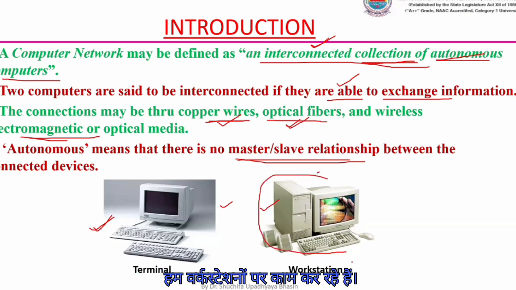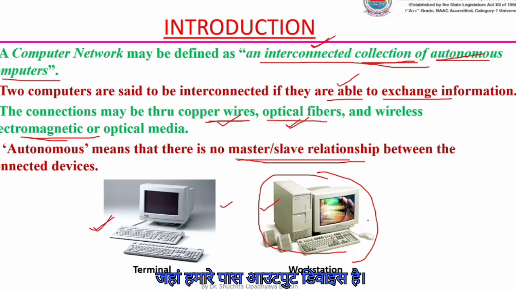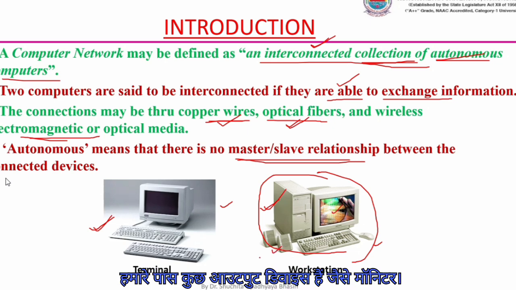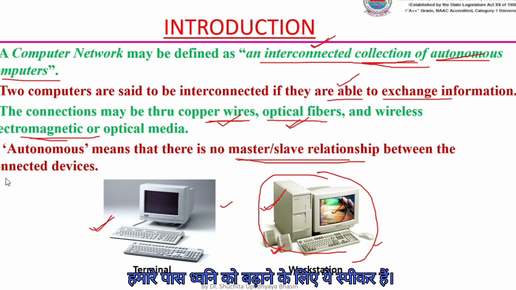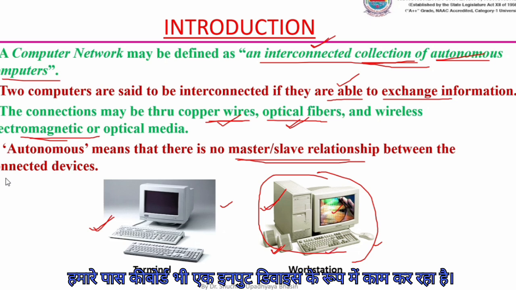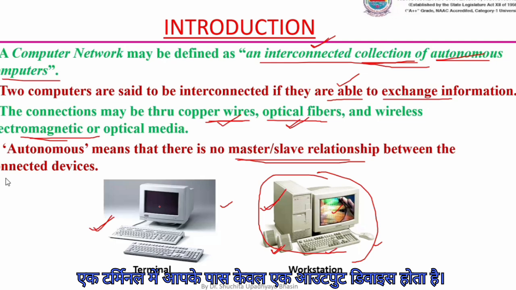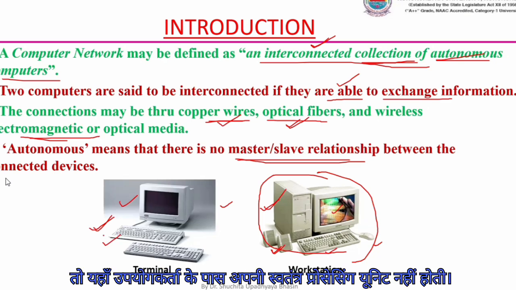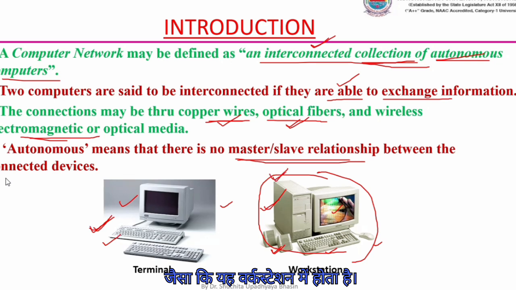We are working on workstations, where we have the processing unit of the computer, some input devices, and some output devices like the monitor. We have speakers for amplifying the sound, and the keyboard working as an input device. In a terminal, you have just an output device, which is the monitor, and the input device, which is a keyboard. It can be a mouse also. So here the user does not have its own independent processing unit like it is there in the workstation.